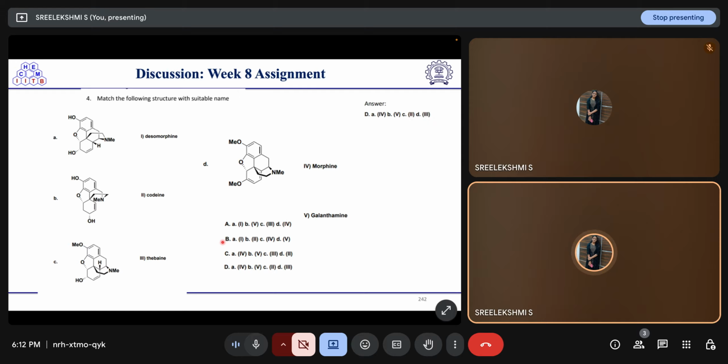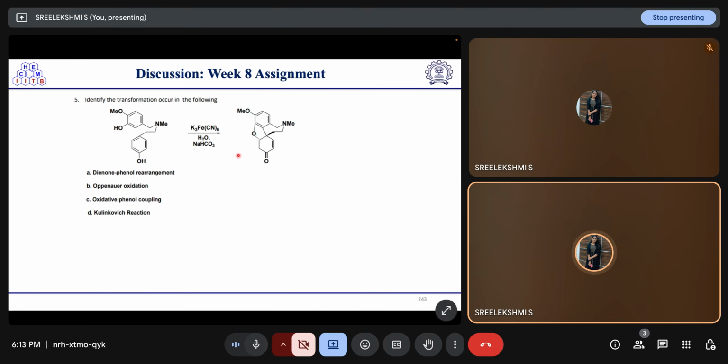So here the correct answer is option D. That is, the first structure is of morphine, the second structure is of galantamine, the third structure is of codeine, and the fourth structure is of thebaine.